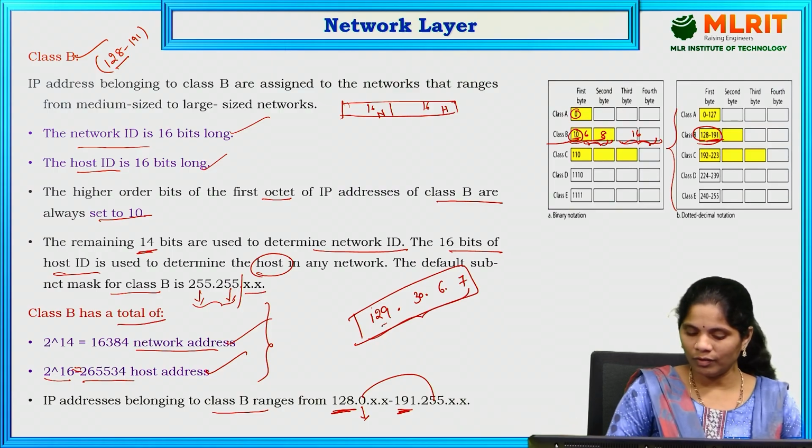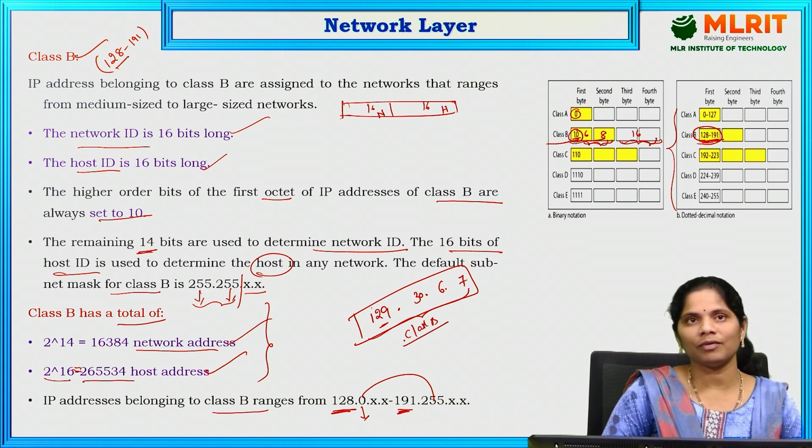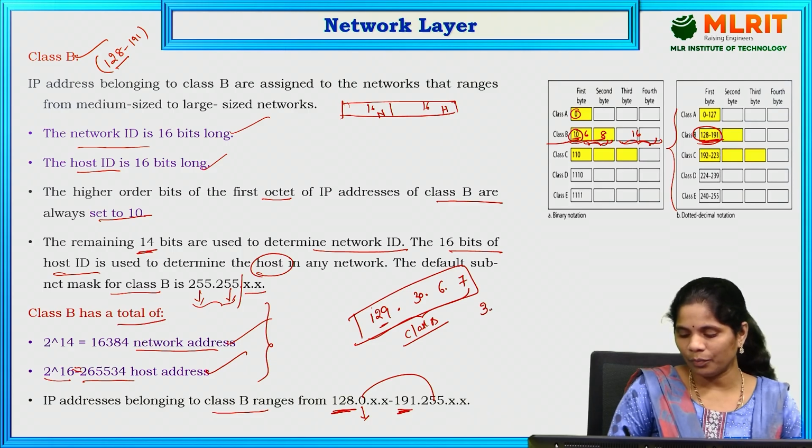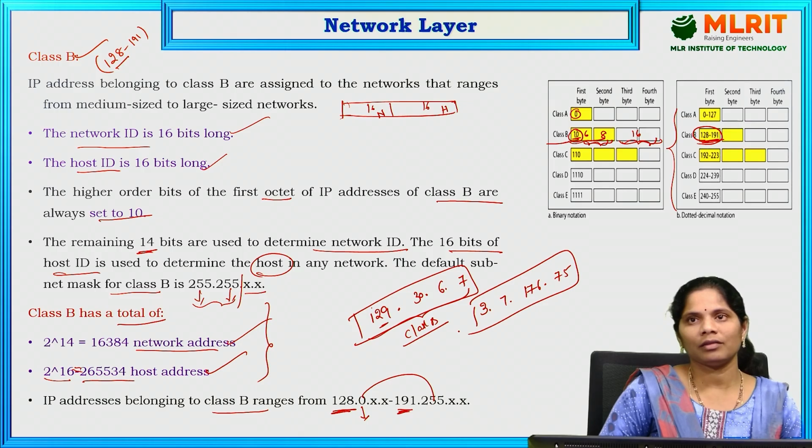So it is 129, the highest one in this class is 129. So this IP address comes under class B, like that we have to say. Anyway, suppose if you write 3.7.176.75, this also comes under class B, like that we have to identify.